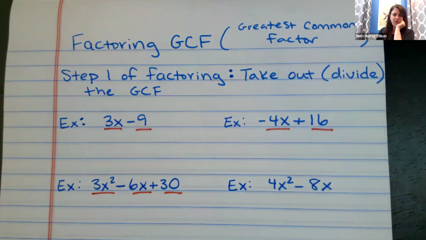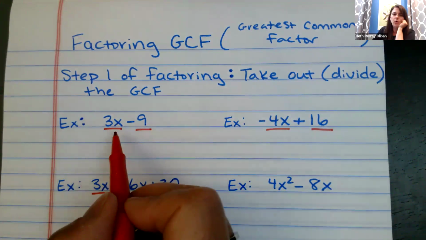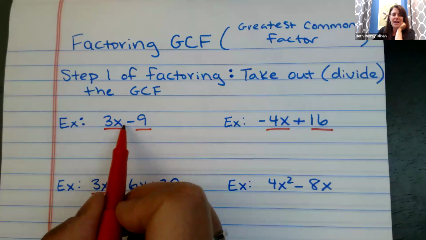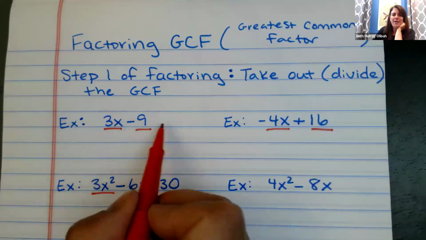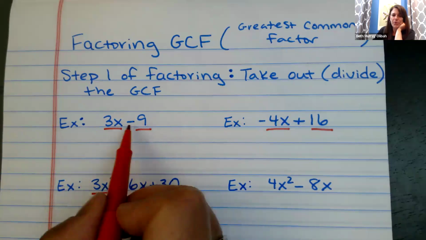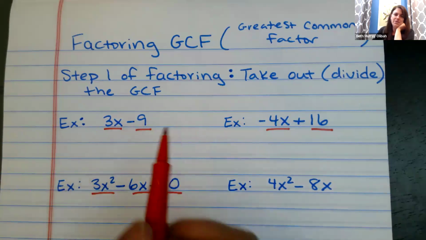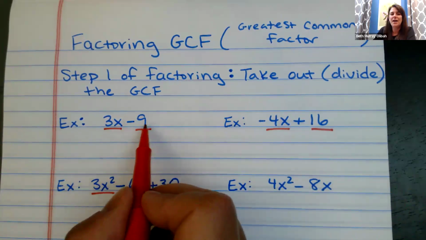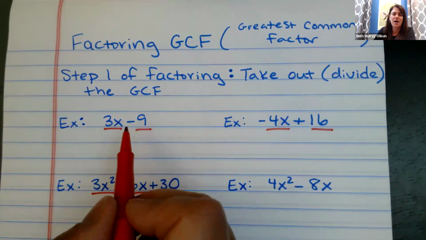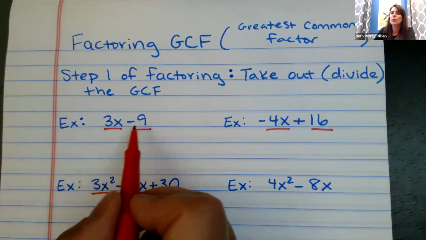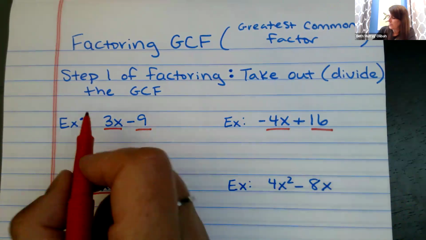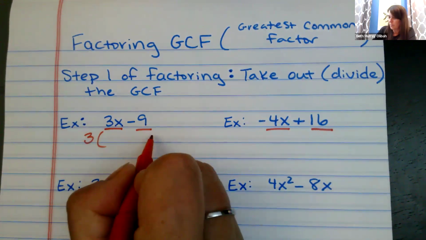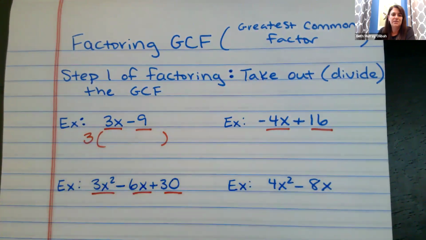So what you do is you look at all of the terms and you decide what do they have in common. You can tell from this first problem that as far as x's go, I cannot take out an x because they don't both have it. They don't have that in common. So I'm not going to touch the x, but for the numbers, 3 and 9 have something in common. They have a common factor. They can both be divided by 3. So that is what I'm going to take out. Remember, taking out means divide.